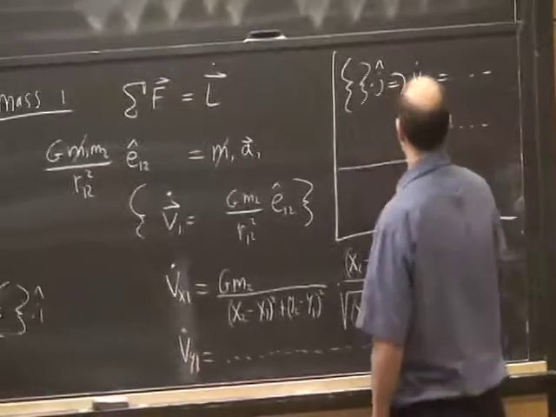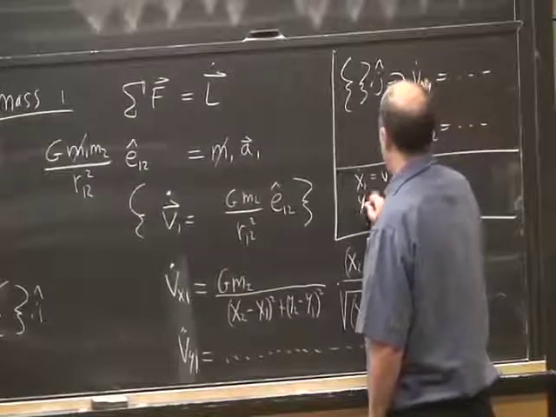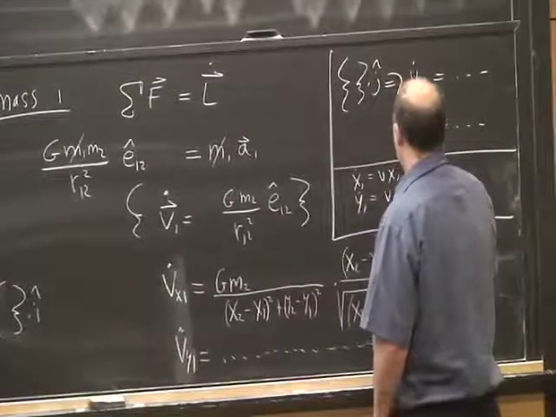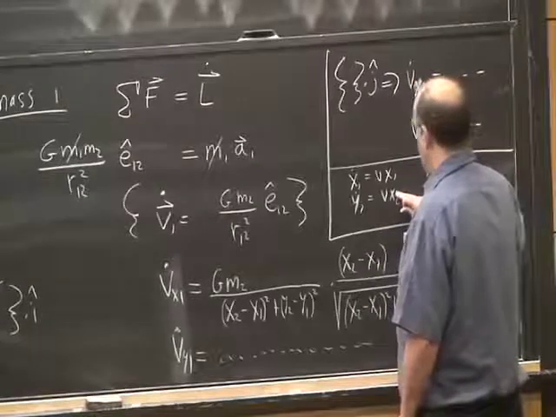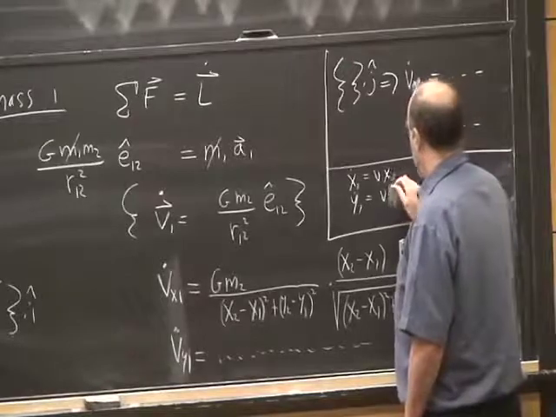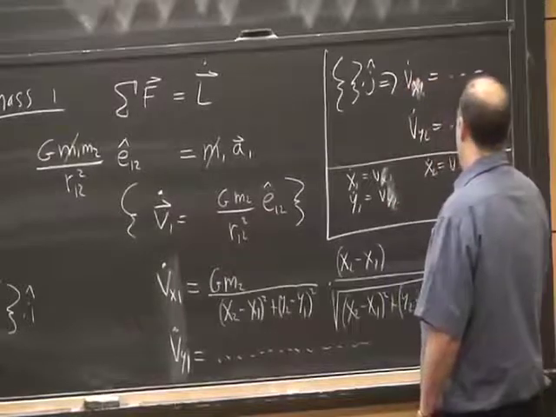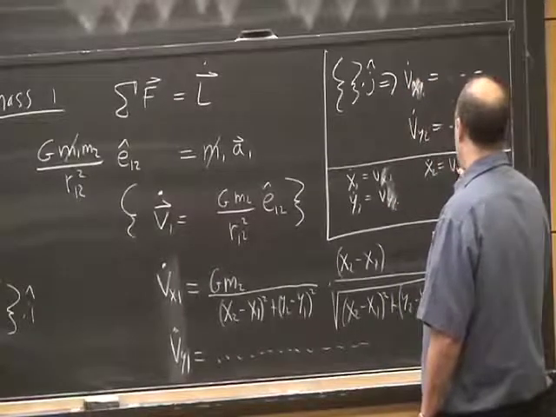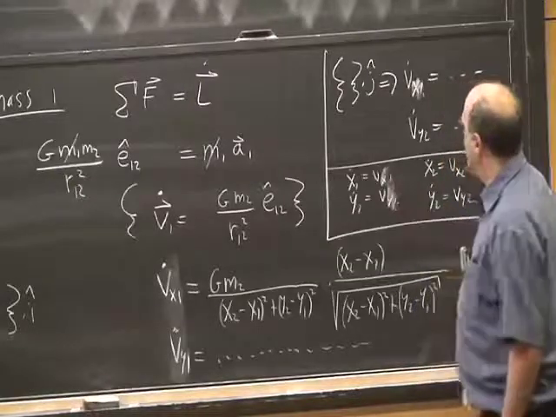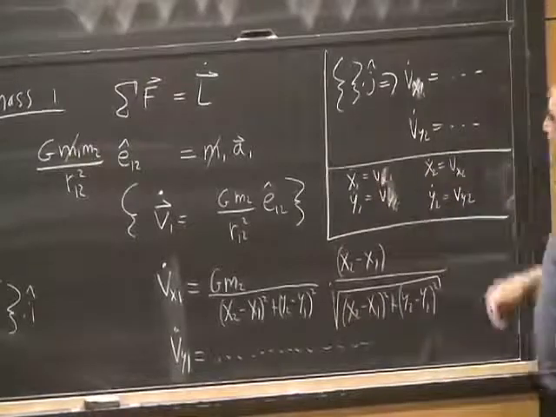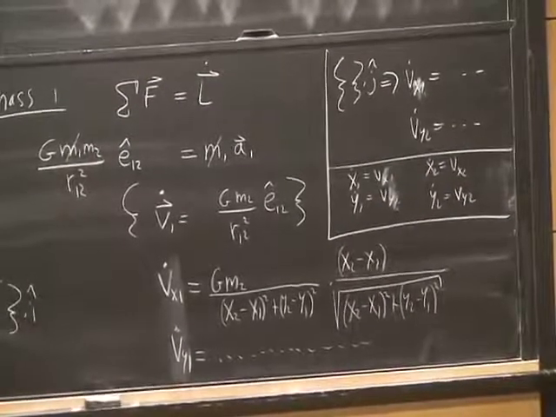So then we also have x1 dot equals vx1, y1 dot equals vy1, x2 dot equals vx2, y2 dot equals vy2. Okay, fine. 1, 2, 3, 4, 5, 6, 7, 8 differential equations. You want to stare at it? Tell me what mistakes I made with the 1's and the 2's and the x's and the y's, and ask questions.